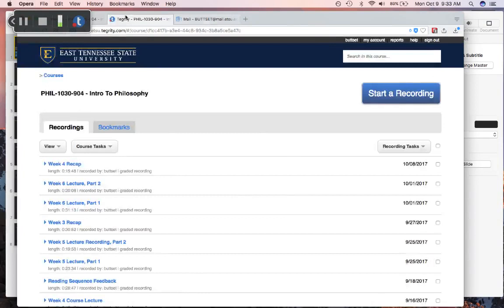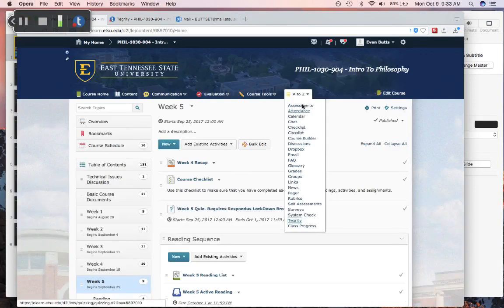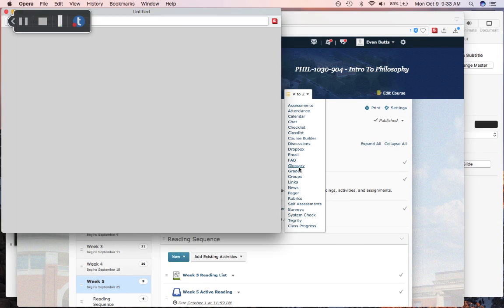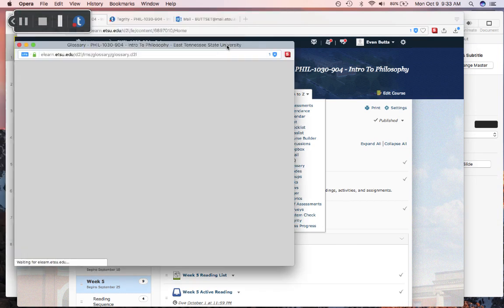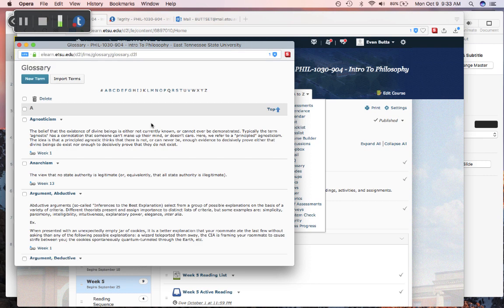So here in the A to Z, I mentioned this before, but in case you missed it or forgot about it, you go to the glossary. There's this set of terms, and you'll see that for each term, it has a link to the week in which it's used. You don't necessarily have to click this. This is just informing you that this is something that we covered in a given week, and so I'm responsible for knowing its definition, something about it, right?